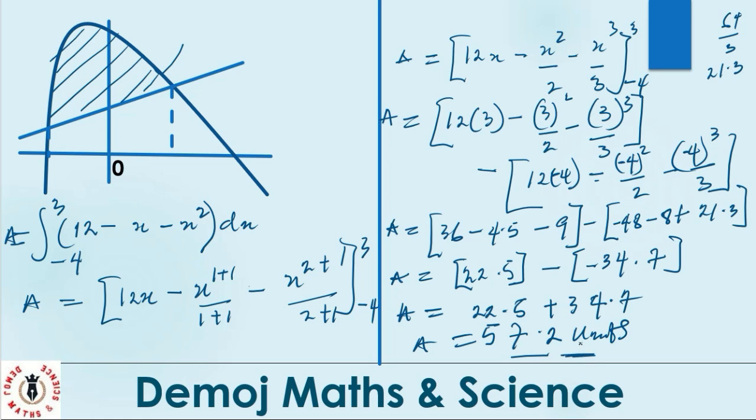It could be in centimeters, it could be in meters, it could even be in kg, depending on the unit of what is being measured. Our area is 57.2. With this, I hope you understand how to calculate the area bounded between a curve and an intersecting line.